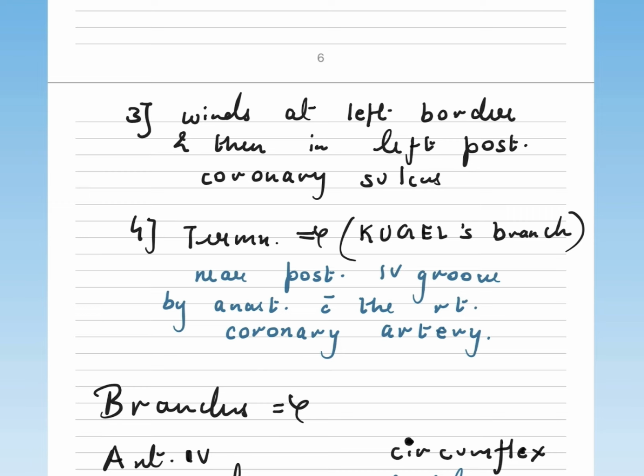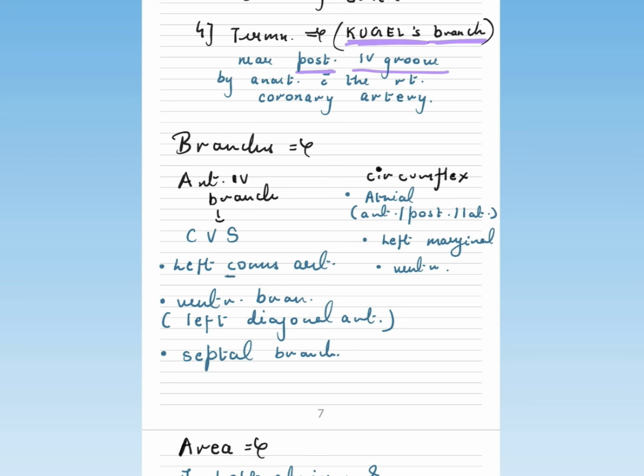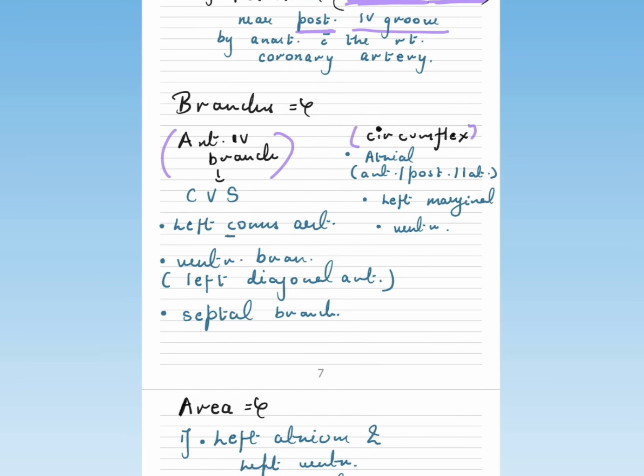Then the termination. We studied that the right coronary artery wound up and terminated by anastomosing with the left coronary artery. So the branch of the left coronary artery at the anastomosis was the circumflex artery, and that branch is specifically known as Kugel's branch, which is near the posterior interventricular groove. Next, we'll be knowing about the branches of the left coronary artery. So the main two branches of the left coronary artery are the anterior interventricular branch and the other one is the circumflex branch.